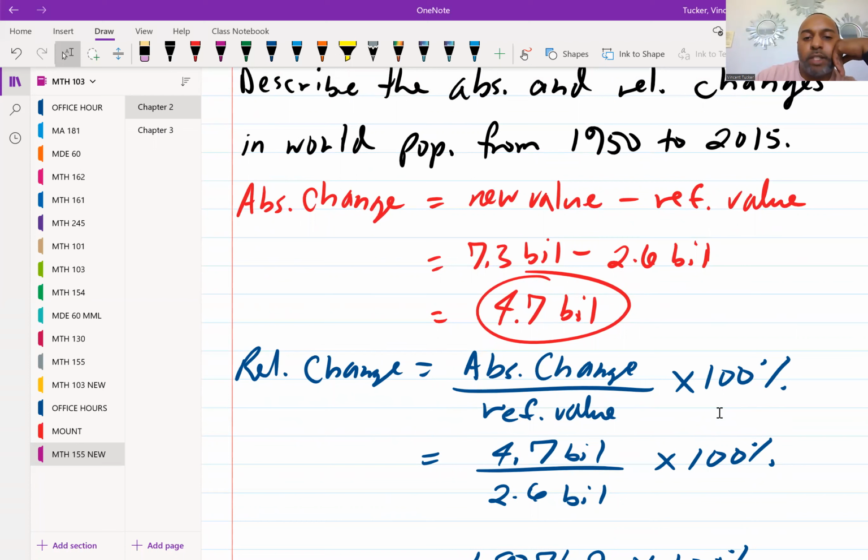So our relative change, we take our absolute change divided by the reference value, which is the old value, then multiply it times 100%. So like I said, just like when we found the absolute error and the relative error, 4.6 divided by 2.6 times 100.